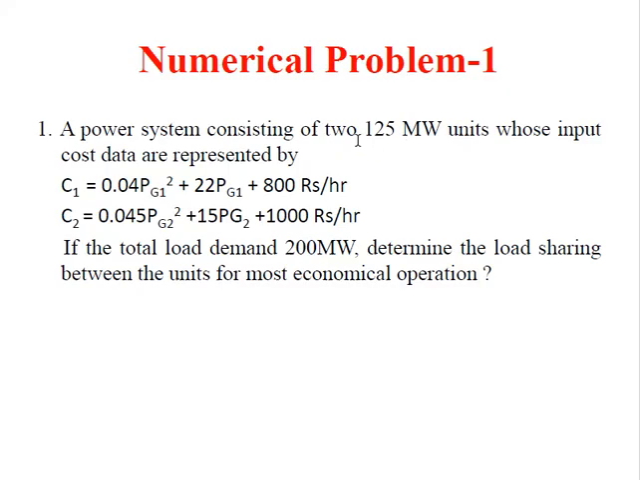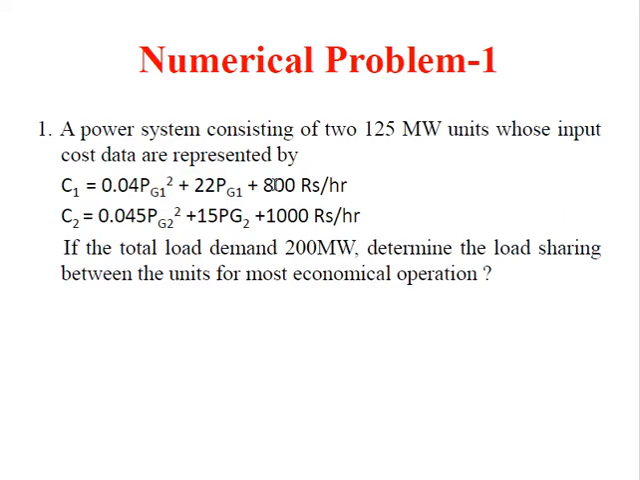We are having two units. In the two units, the maximum capacity of generation is 125 megawatt. And he is representing the two units with cost equations C1 and C2. Another important thing in the given data is the total load demand is 200 megawatt. That means the load requirement is 200 megawatt.